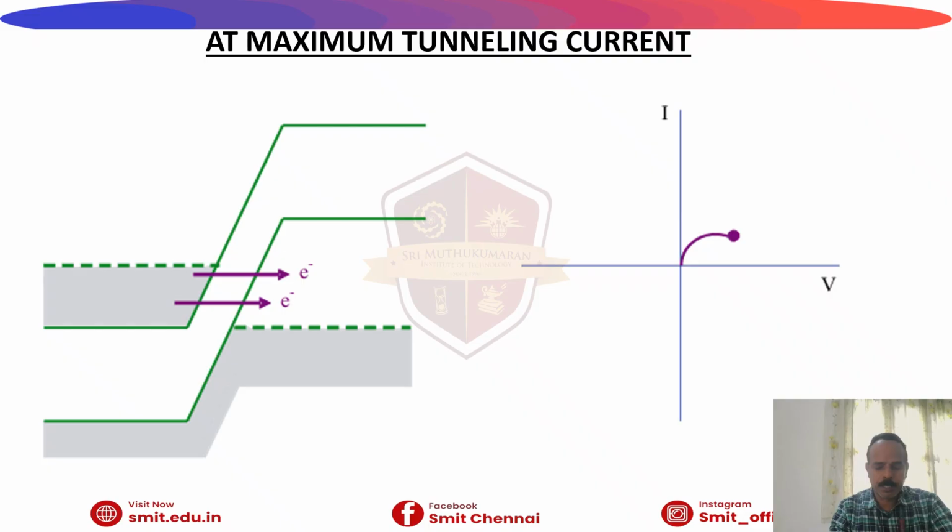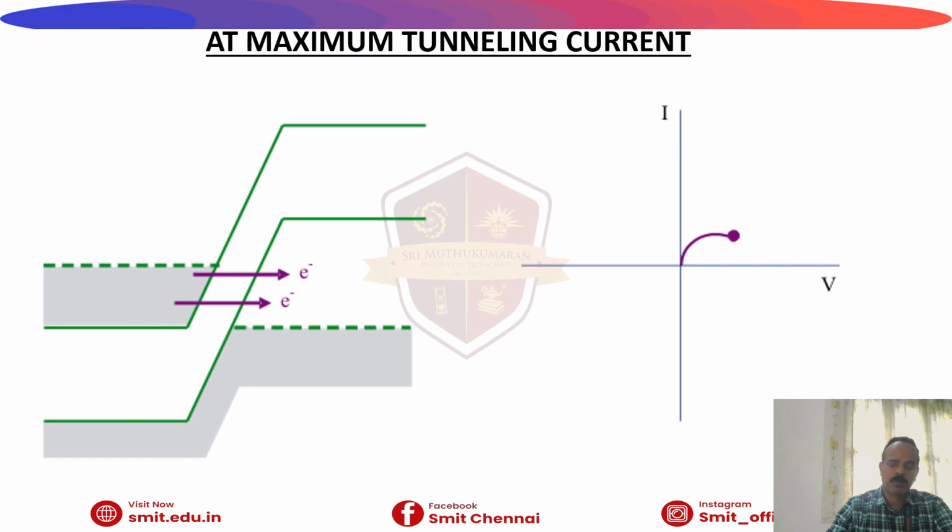Then, coming on to the energy band diagram again, when the forward voltage is increased beyond the peak voltage, the alignment between the energy bands reduces significantly. As a result, fewer electrons can tunnel across the junction and the tunneling current decreases. This creates a negative resistance region. Eventually, at even higher voltages, the normal diode conduction dominates and the current increases again due to the diffusion of carriers, which is very similar to a conventional diode.